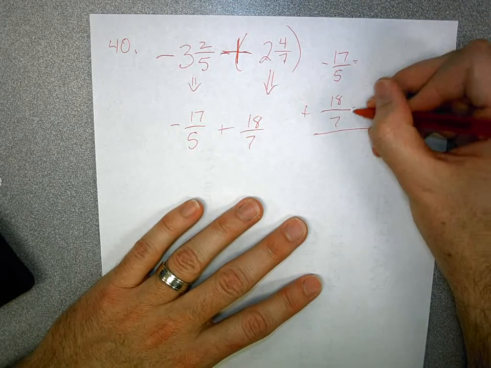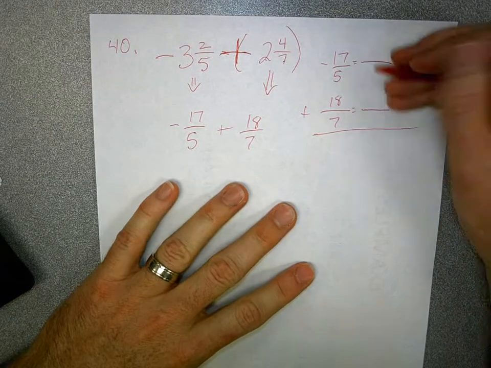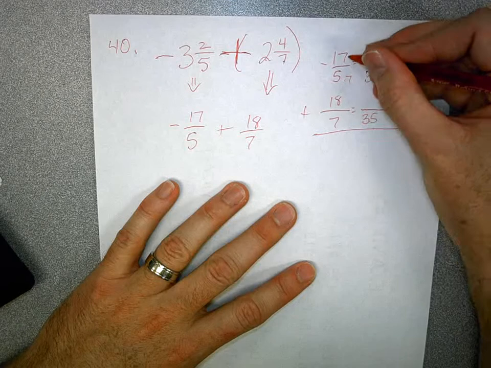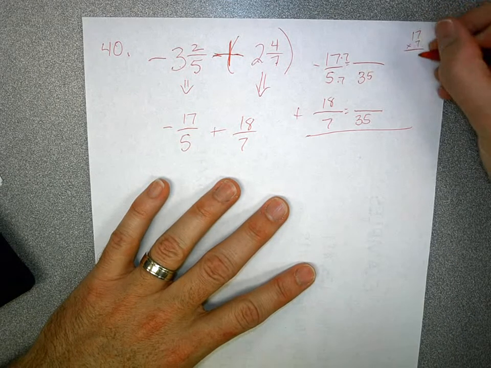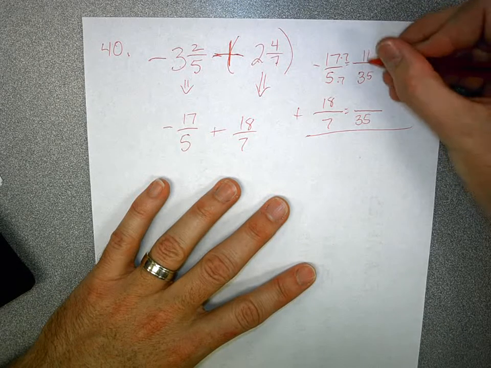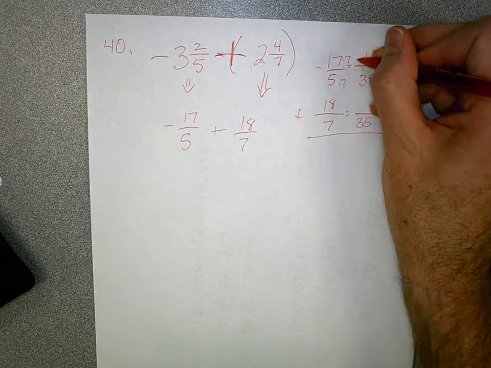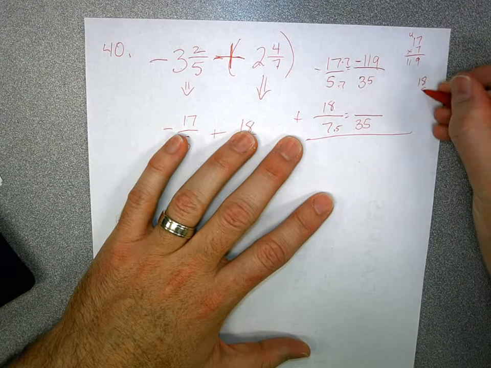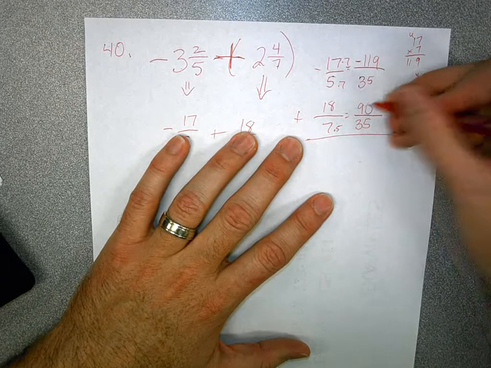Common denominator. I'm just going to use 35. I'll multiply them together and use 35. So 5 times 7, so 17 times 7. So that's 49, 7 and 4 is 11, so 119 over 35. Okay, remember that we can even move our negative over now if we want. And then this is 7 times 5, so 18 times 5 gives us 40. That's 9, so 90/35.